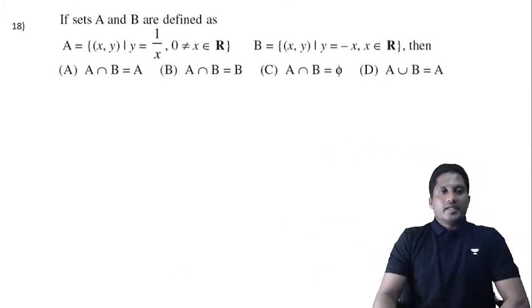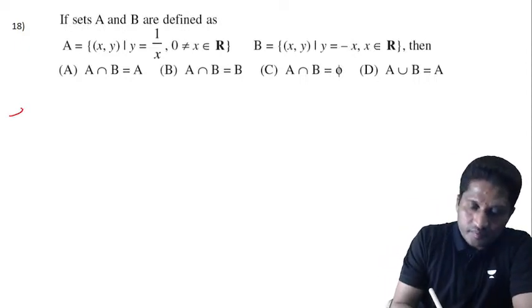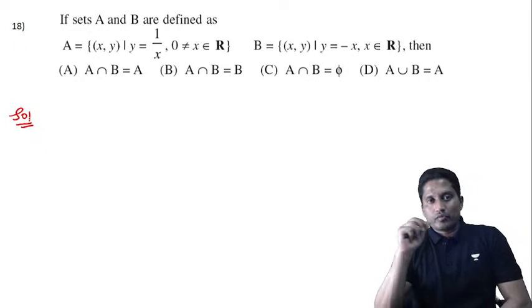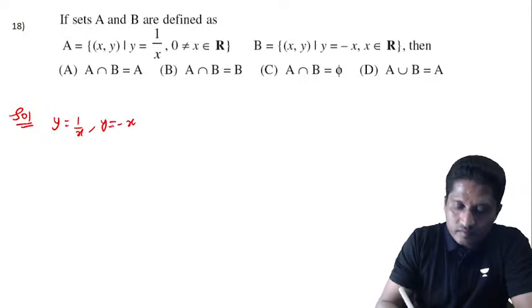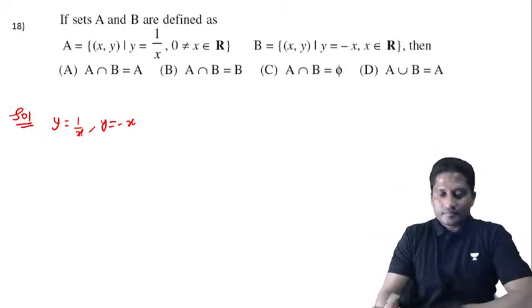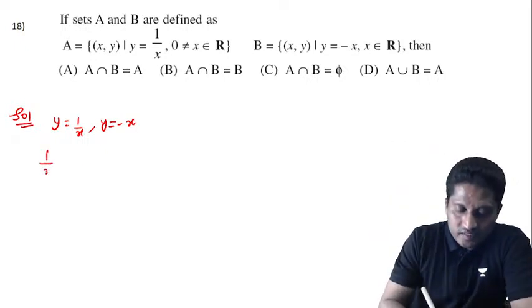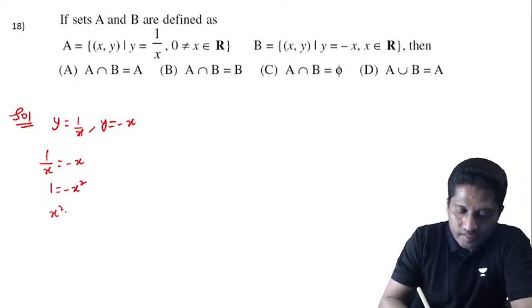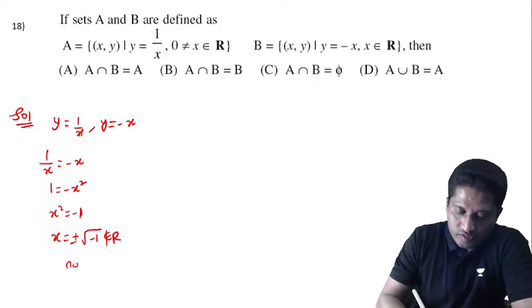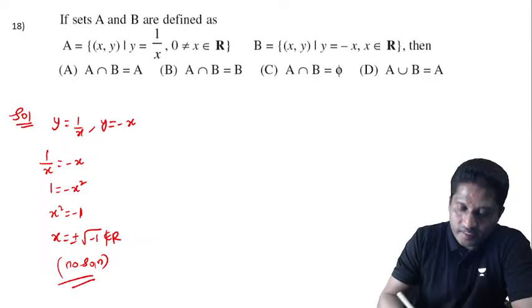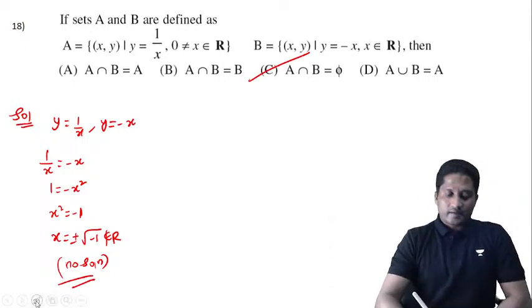Okay, question number 18. If I plot the graph, I am supposed to find the point of intersection. You can do the problem in two ways. First method, y is equal to 1 by x and y is equal to minus x. Now what is A intersection B? If I solve them, 1 by x is equal to minus x, so 1 is equal to minus x square, that is, x square is equal to minus 1. X is equal to plus minus root of minus 1, which is imaginary. So no solution, they don't intersect. A intersection B is a null set. That is one way to understand.